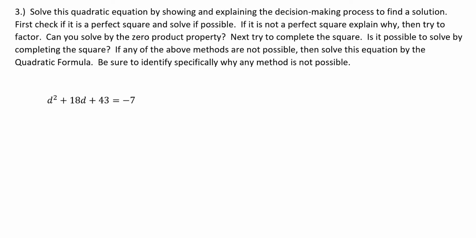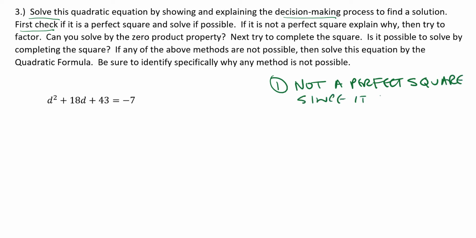Alright, so in this problem we want to solve this quadratic equation by showing and explaining the decision-making process to find a solution. So first we have to check if it's a perfect square and solve if possible. So it's not a perfect square since it has 18d. Alright, so we've got that. If it's not a perfect square, explain why.